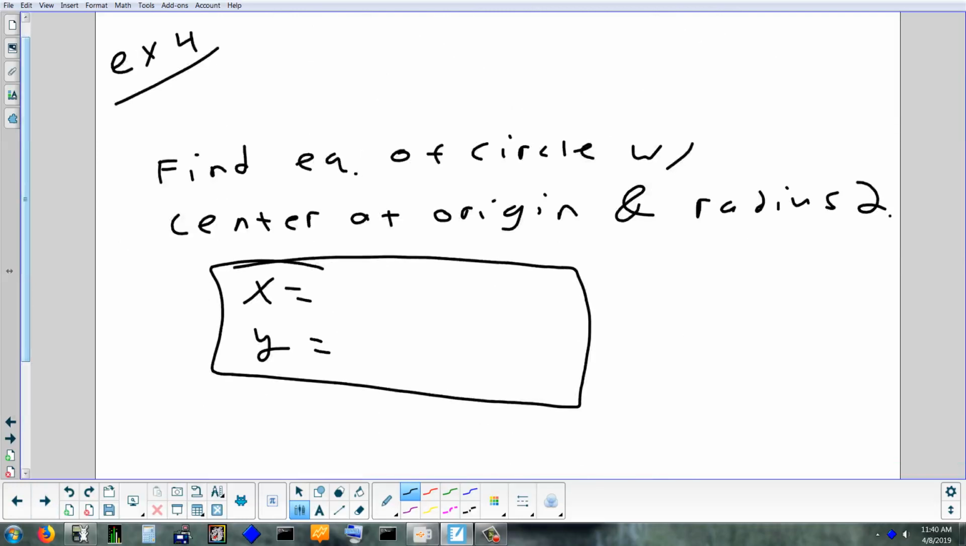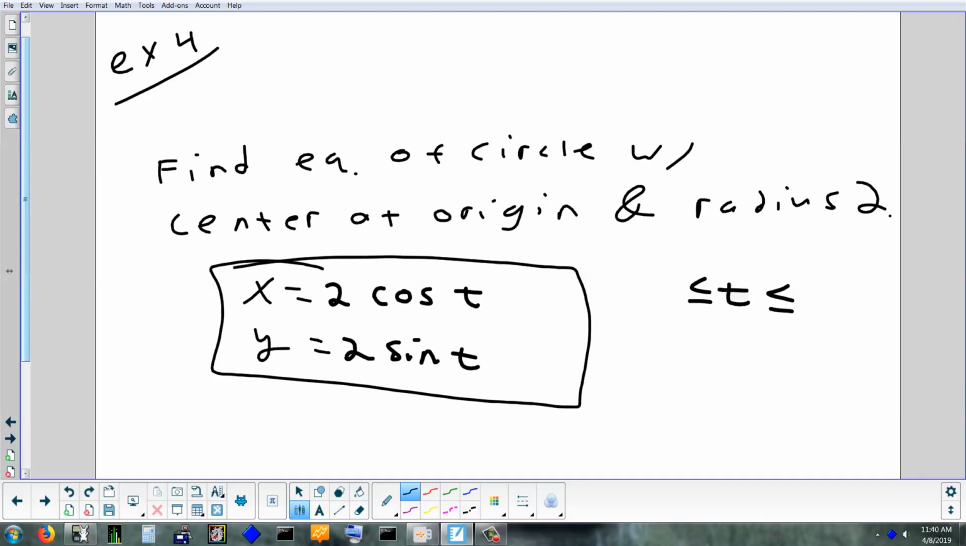So what would be my equation for X? Just filling in that specific radius. Yep. 2 cosine T. Perfect. 2 cosine T. And what about my equation for Y? 2 sine T. 2 sine T. That is the equation of a circle with radius of 2.